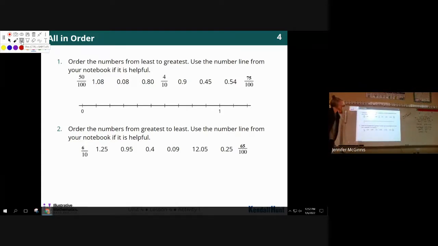Okie dokie. Order the numbers from least to greatest. Use the number line from your notebook if it is helpful. It's going to be very helpful. Before we can do that, what we should do is check our number line and make sure that our number line is useful for this situation, correct? Talk to me about this number line. What is it?